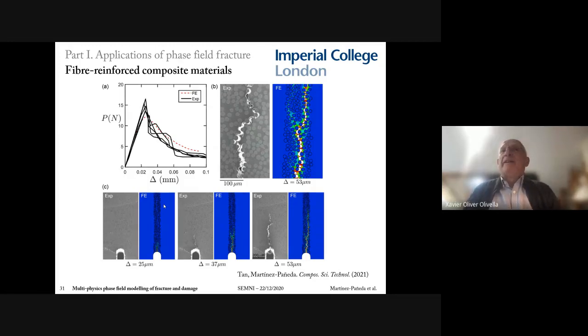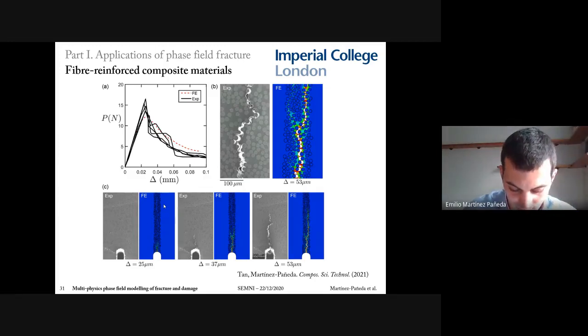So do you think that there is some room for this kind of phase field models to work on this kind of problems?